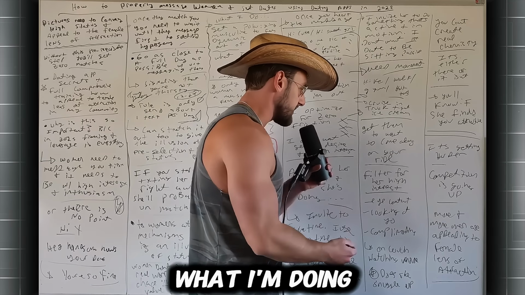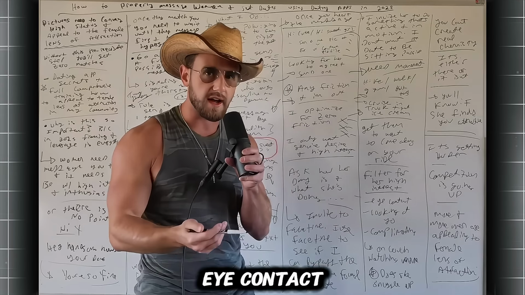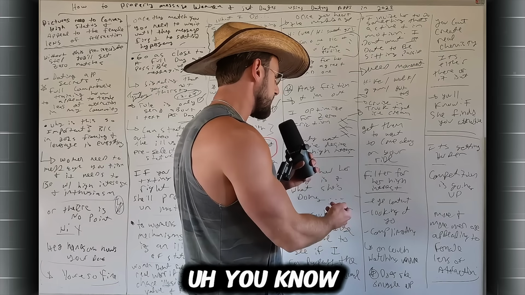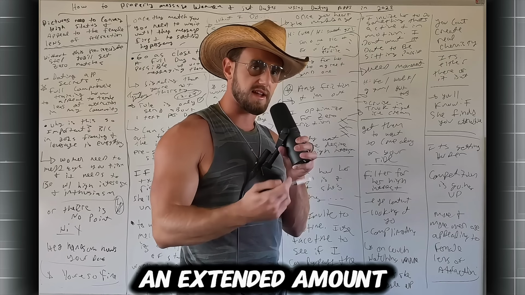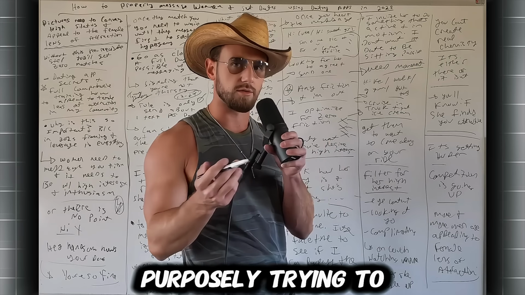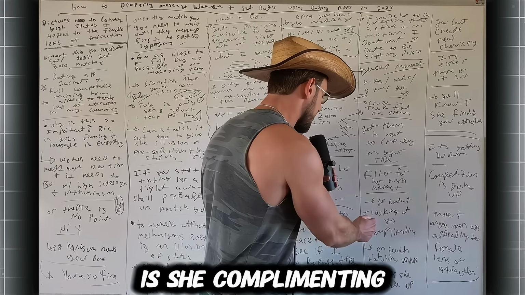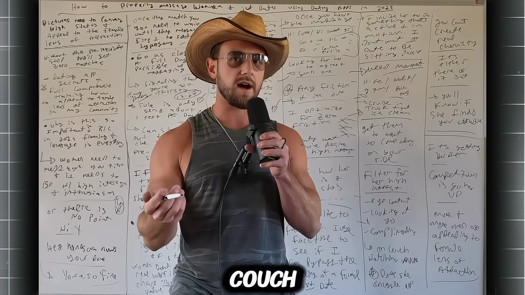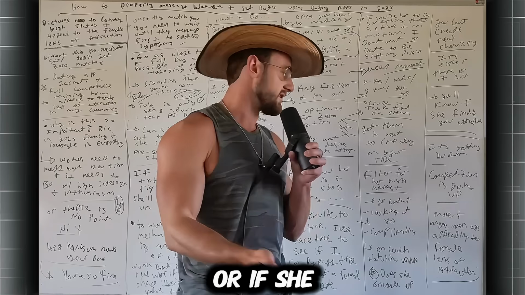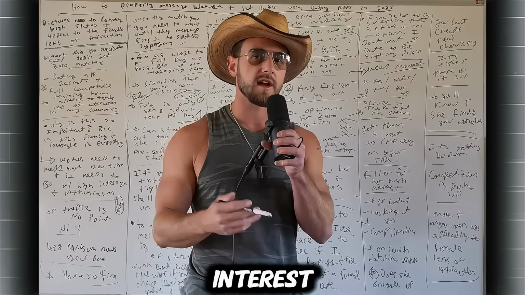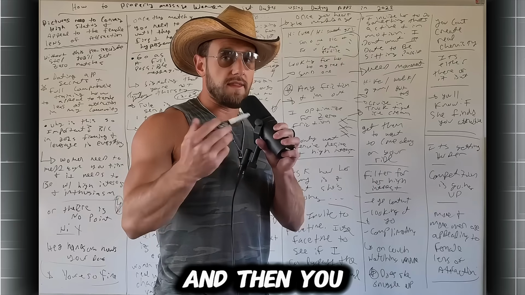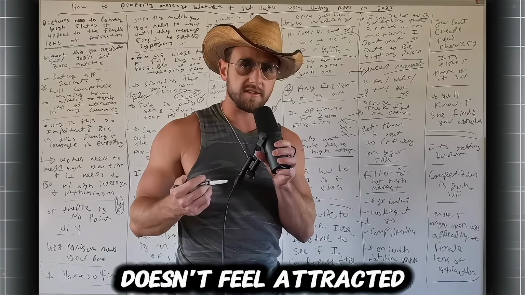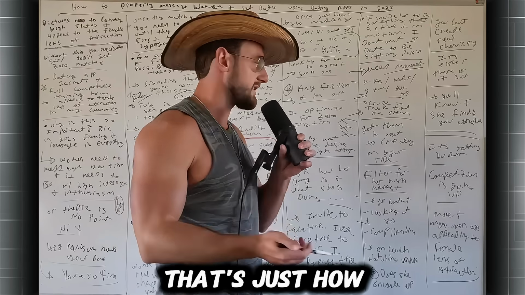So on that date, what I'm doing is I'm looking for eye contact. Is she holding eye contact? Is she smiling a lot at me? Is she looking at me for an extended amount of seconds, or is she purposely trying to look away where it seems like she's not interested? Is she complimenting me? Another thing is you have to read body language. If you're sitting there on the couch, if she sits close to you, or if she just wants to snuggle up to you, she has high interest. If you notice that the body language is distant, and in real life you guys don't have that type of chemistry, she probably doesn't feel attracted to you in real life, and that's okay. That's just how it goes sometimes.